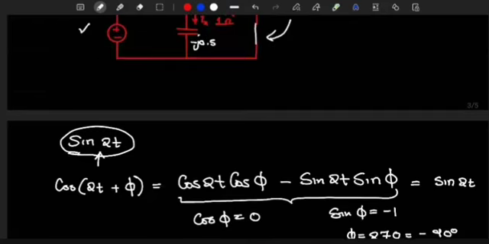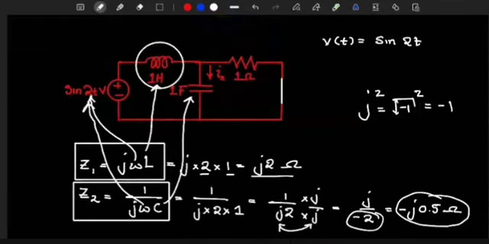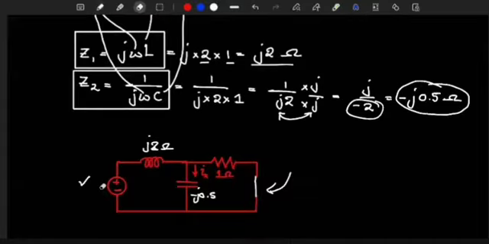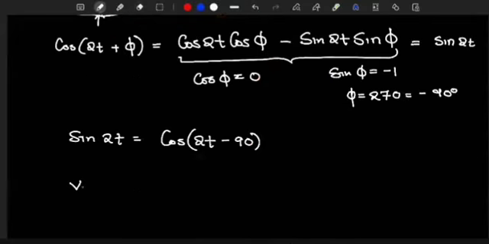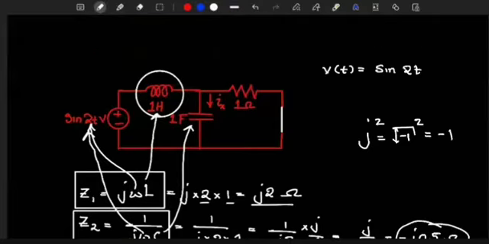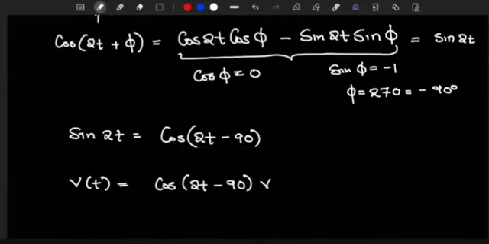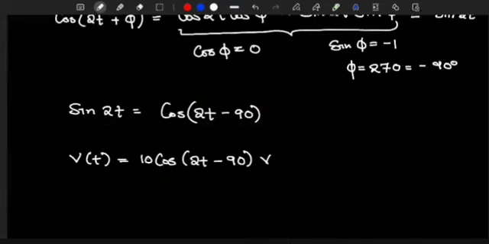Since we wanted to transform the sin 2t and present it in terms of cosine, we have achieved that. V(t) in terms of cosine is now just cos(2t minus 90) volts. If we had some value here, maybe a 10, that would have been the peak voltage, and we would have ended up having a 10 here. But in our current case, the coefficient of the sine is a 1, so here we'll have 1 cos and so on.